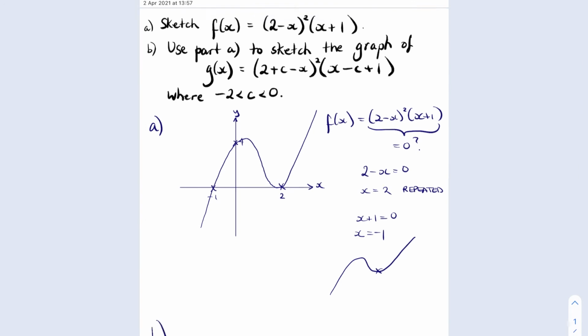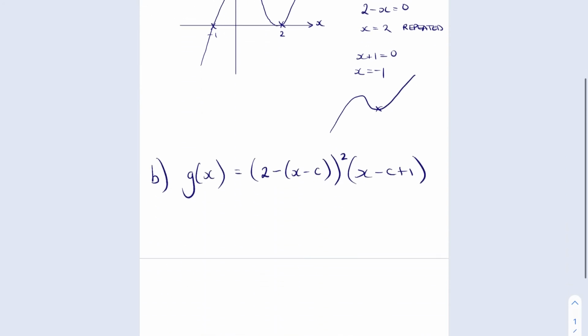So in part B, I have to use part A to sketch the graph of g of x equals this. Now if you compare that with f of x, we can actually see that x is being replaced with x minus c. And I can see that more clearly if I write g of x equals (2 minus (x minus c)) in that first factor. I don't need to change the second factor there to see that x is replaced with x minus c.